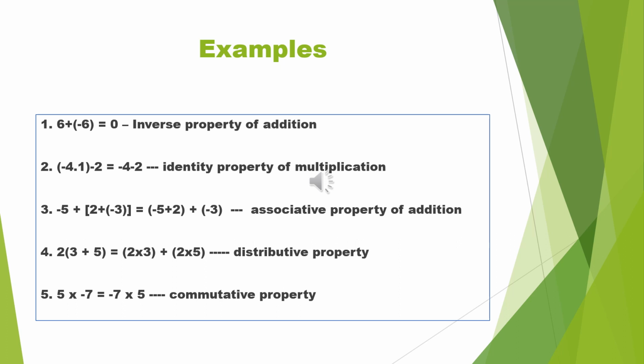And then the next one is the commutative property. Commutative property, I have already told you that you just have to switch the places. 5 times minus 7 is equal to minus 7 times 5. You just have to switch the places on both sides, and so it is called the commutative property. This is how you can identify what kind of property it is.